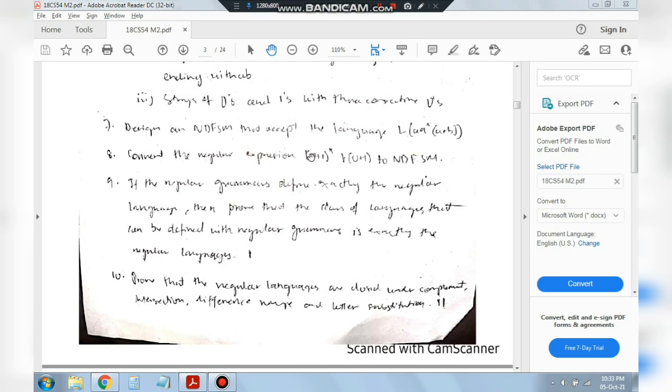Like make an FSM for the single thing like 0, then make an FSM for 1, then find out how to make the connection between both individual FSMs. That I have explained in the topic of concatenation and union. You can refer to that. The next question is, if the regular grammar defines exactly the regular language, then prove that the class of languages that can be defined with regular grammar is exactly the regular language.